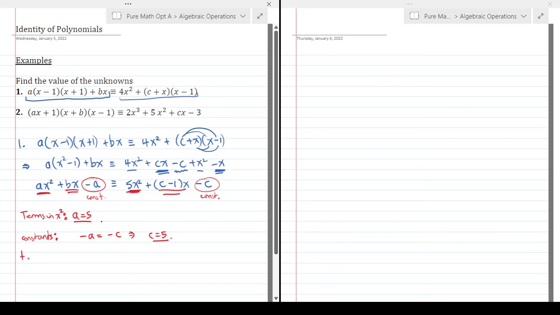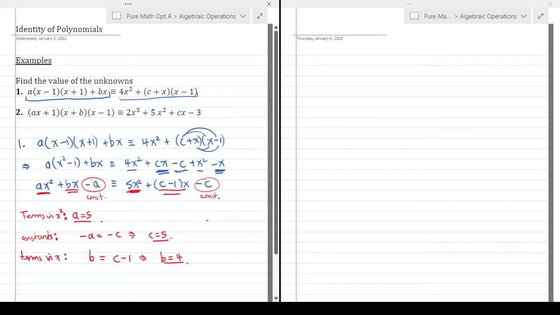So the terms in x on the left side and on the right side have to be the same as well. So bx has to be the same thing as c minus 1 times x. This means that b is equal to 5 take away 1, which is 4. This is essentially the method of inspection, except that you have to do your expansion fully on both sides. That is how I determine those unknown coefficients.